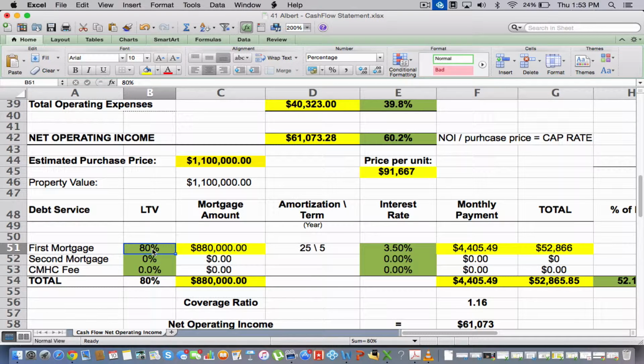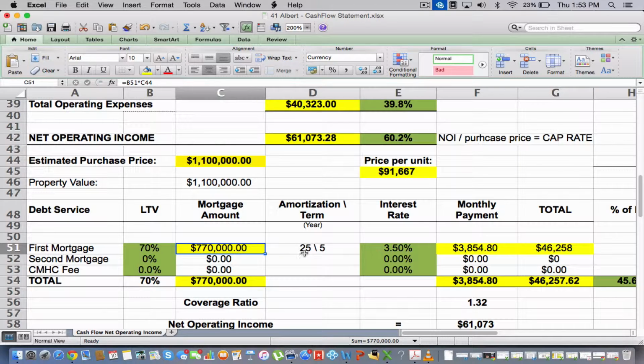In a multifamily example here, we're estimating at least 25 to 30% down. So you can make that 75% loan to value or 70% loan to value. For this type of property, we're going to assume 70% loan to value. So the formula here takes this estimated purchase price, multiplies it by 70%, and arrives at your first mortgage.